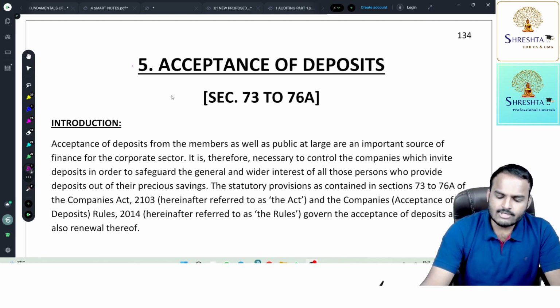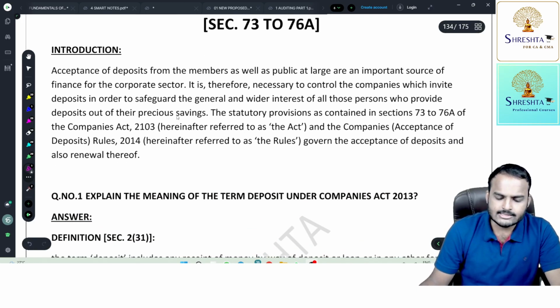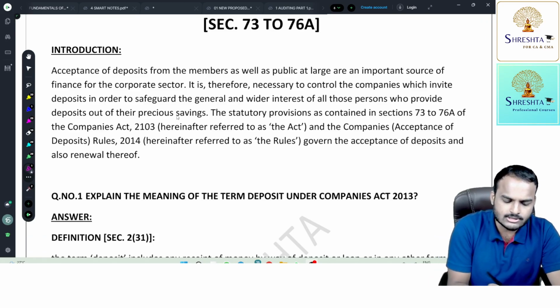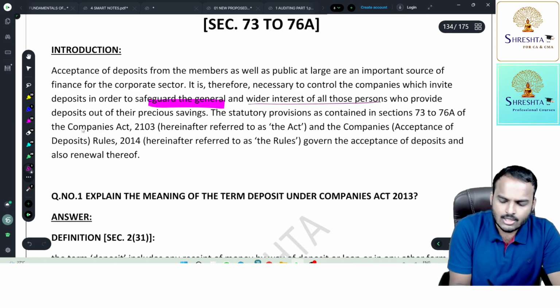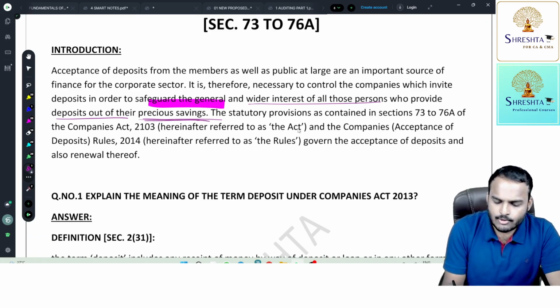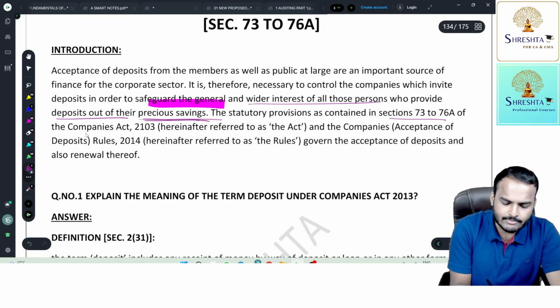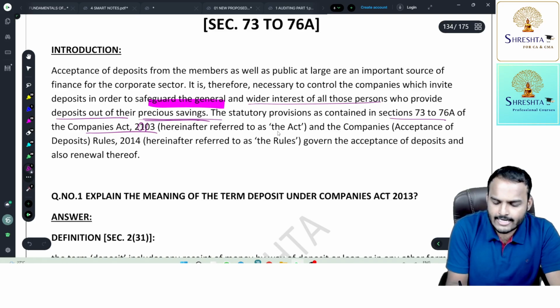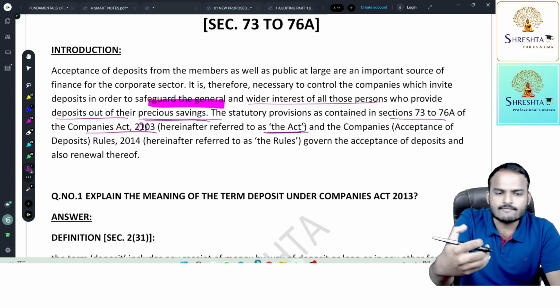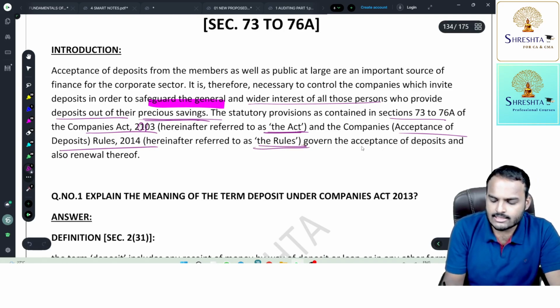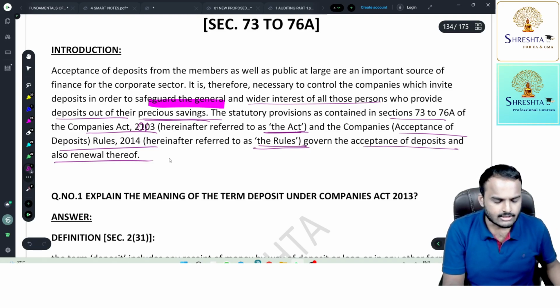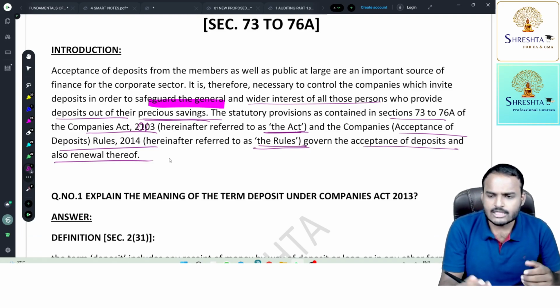Acceptance of deposits from the members as well as public at large is an important source of finance for the corporate sector. It is therefore necessary to control the companies which invite deposits in order to safeguard the general and wider interest of all those persons who provide deposits out of their precious savings, right? The statutory provisions as contained in sections 73 to 76A of the Companies Act 2013, hereinafter referred to as the Act, and the Companies (Acceptance of Deposits) Rules 2014, hereinafter referred to as the Rules, govern the acceptance of deposits and also renewal thereof. That means, wherever you find the word act in this chapter, it refers to the Companies Act 2013.